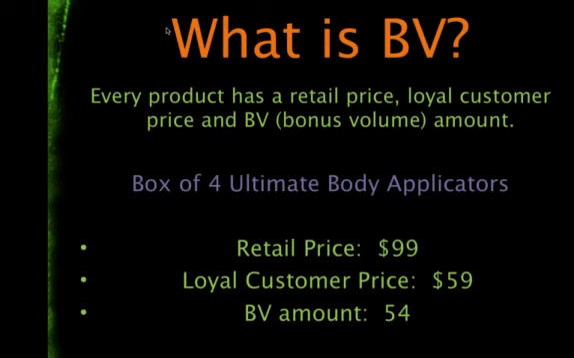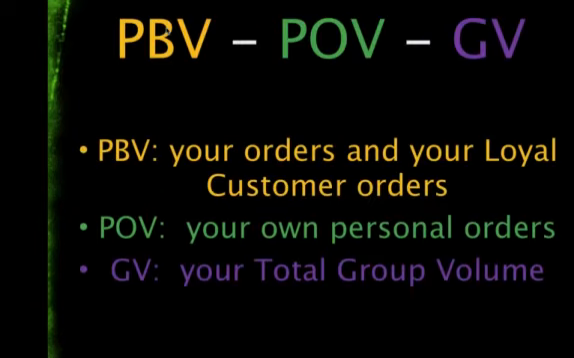Okay, it's also important to understand what BV is. BV is known as bonus volume, which is the assigned value of a product for the purpose of qualification and calculation of bonuses and commissions. Each product has a retail price, loyal customer price, and BV or bonus volume amount. For example, a box of 4 Ultimate Value applicators has a retail price of $99, a loyal customer price of $59, and a BV amount of $54. So when you're setting up your auto ship, you want to look at that BV amount.